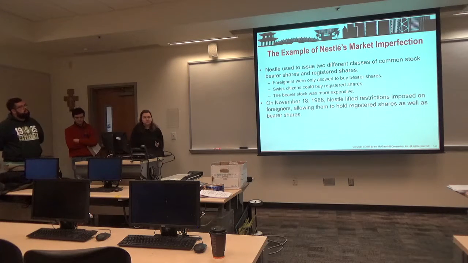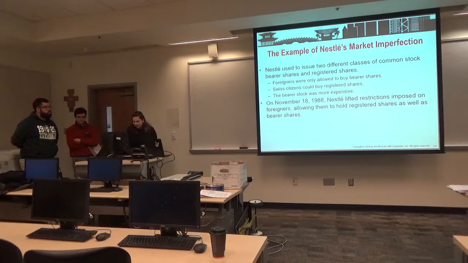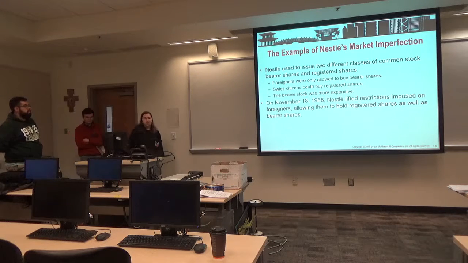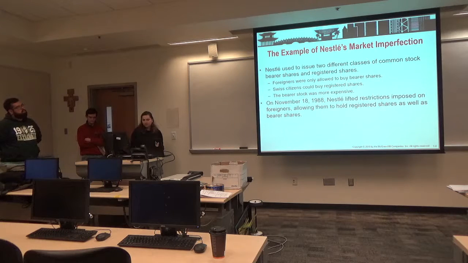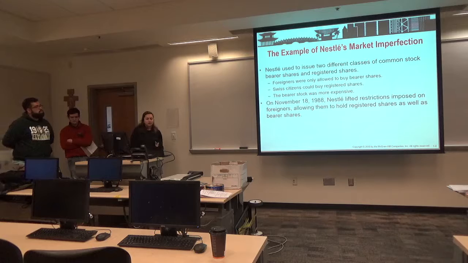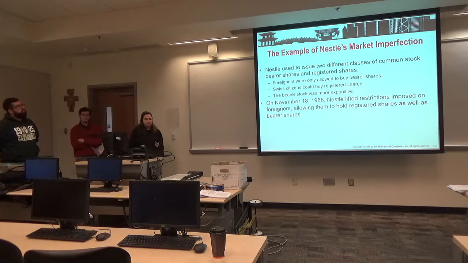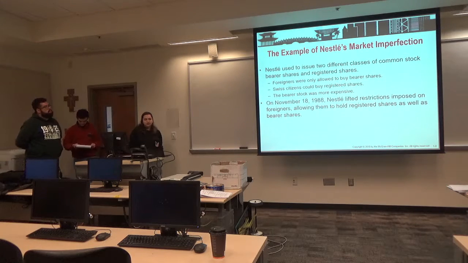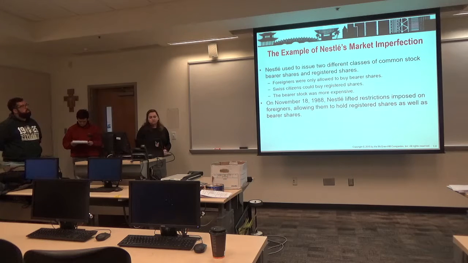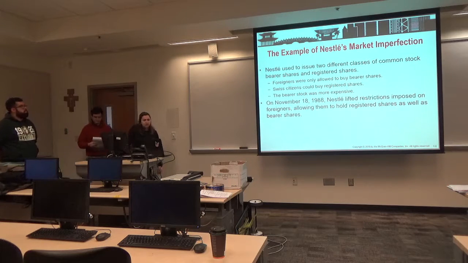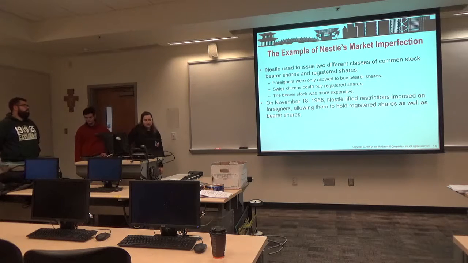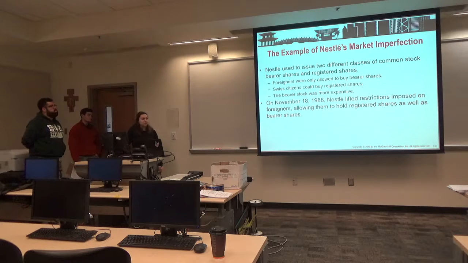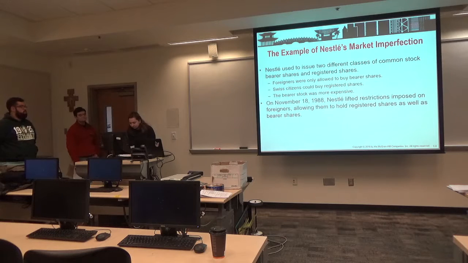And another example of this is Nestle, who used to sell two different types of shares. They would sell bearer shares and registered shares, and the bearer shares would only be available to people buying stocks internationally, and the registered shares were only for people in Switzerland. And so one type of stock was a lot more expensive. Then in 1988, Nestle lifted these restrictions imposed on foreigners, allowing them to purchase both types of stocks.